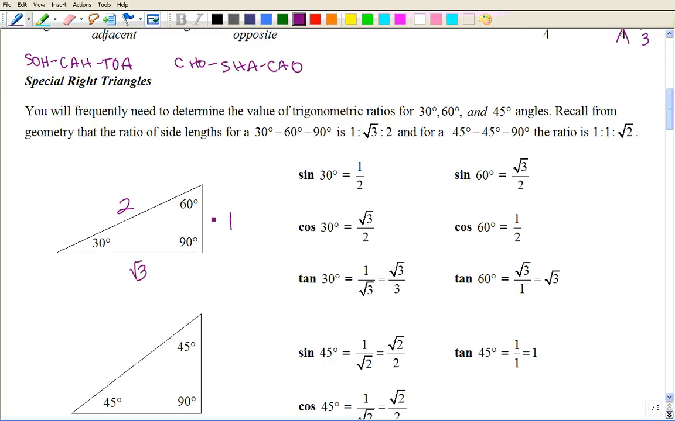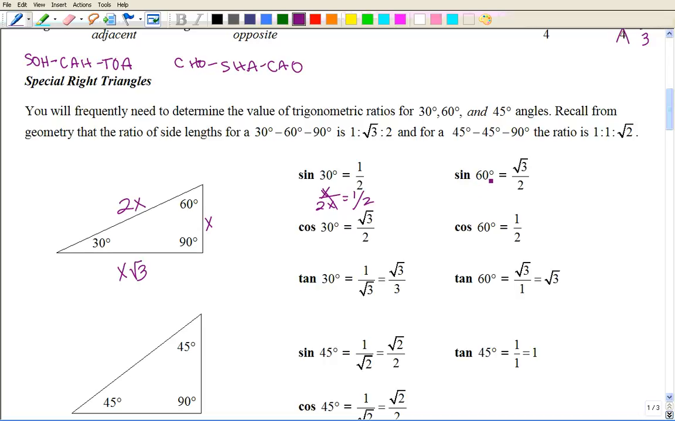So if we had letters here, we could say if this side was x, then this side would be x square root of 3, and this side would be 2x. That's another way of looking at it. So if we are looking at the sine, sine is opposite over hypotenuse. Let's erase this so we're not confusing ourselves here. Sine would be x over 2x. Well, that's just 1/2. So the sine of 30 degrees is 1/2.